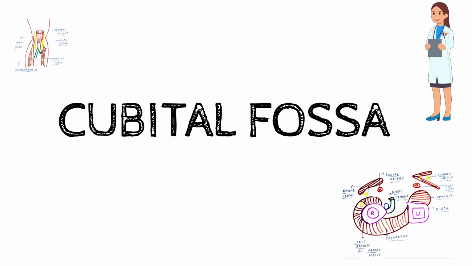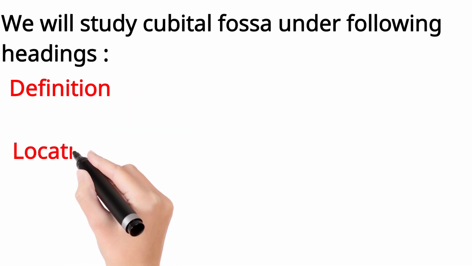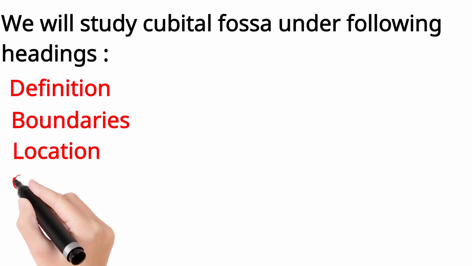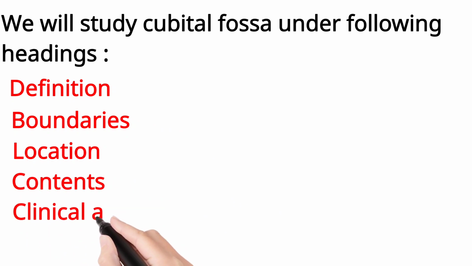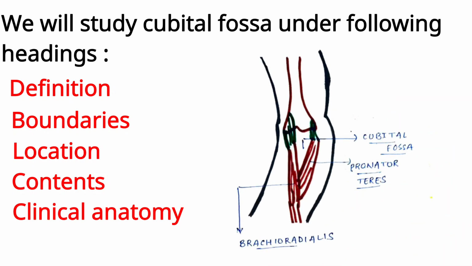So to start with, I am going to tell you some subheadings under which we are going to learn the cubital fossa. First, we will see the definition of the cubital fossa, how do we define it. Then we are going to see the location of the cubital fossa. After seeing the location, we will see the boundaries of the cubital fossa. What are the different structures which bound this fossa, and then we'll see contents. What are the different structures present inside this fossa? Those are known as contents of the cubital fossa. And at last, we'll see about the clinical anatomy of the cubital fossa. Okay, so let us just start and jump into the video.